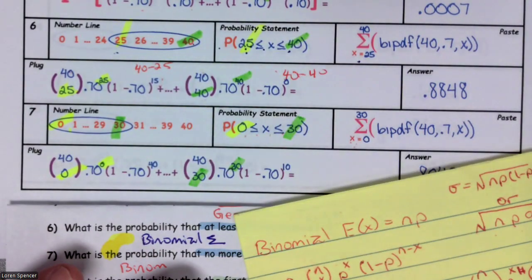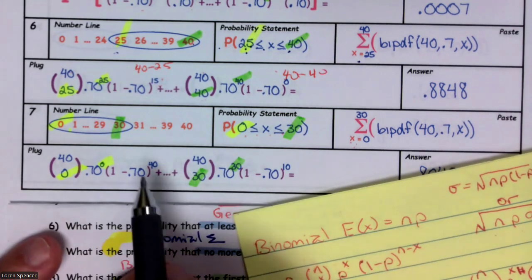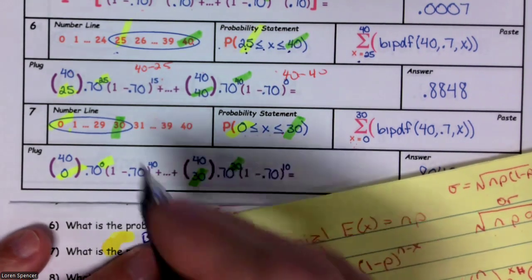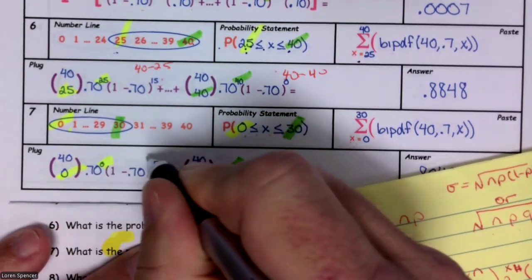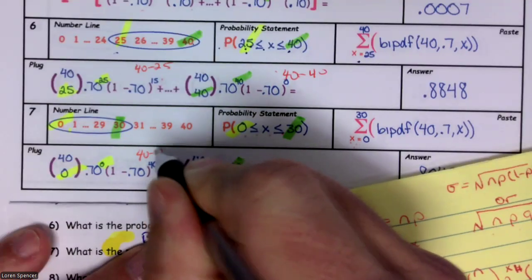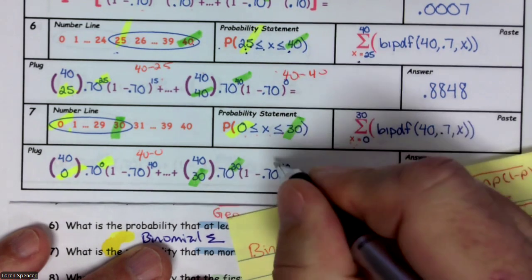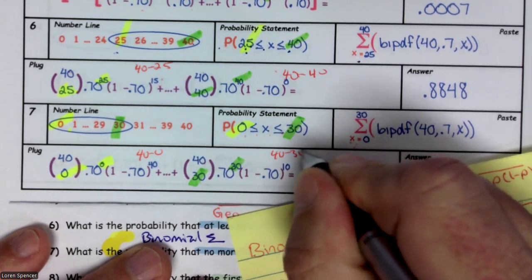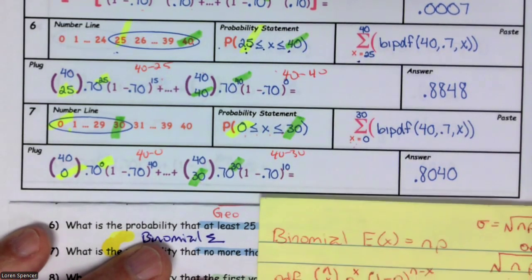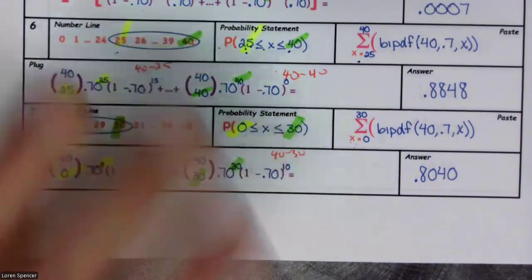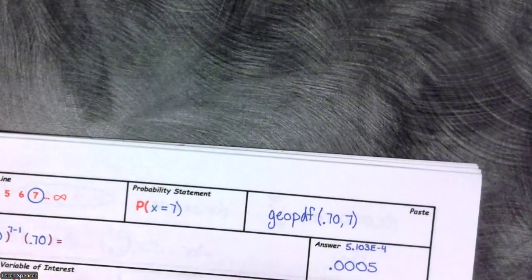And once again, this 40, where did it come from? This minus this. This is 40 minus 0. Well, where did this 10 come from? Well, 40 minus 30. Okay, so we get 0.8040. All right, moving right along.